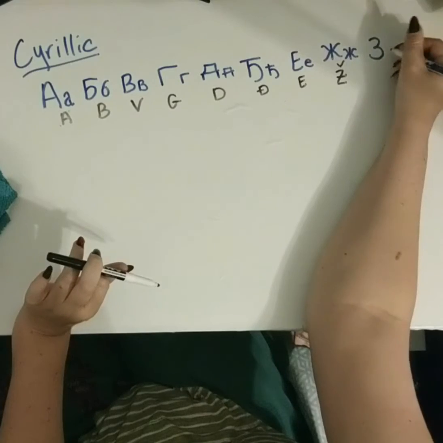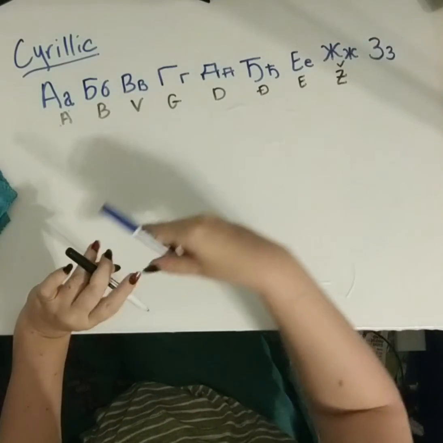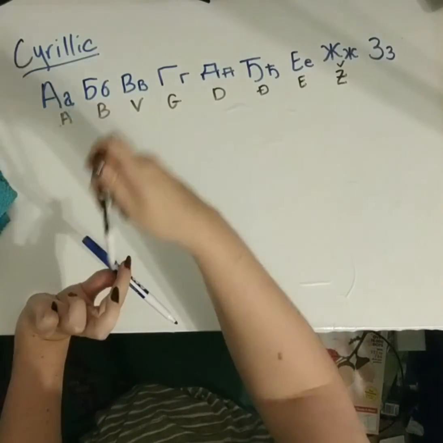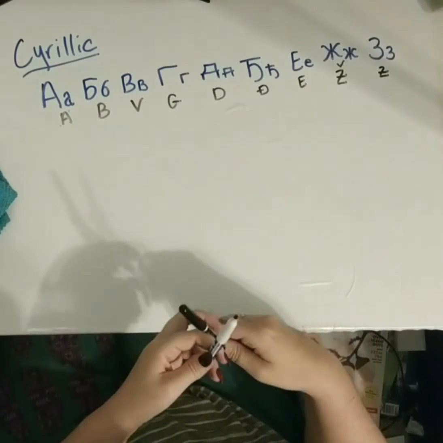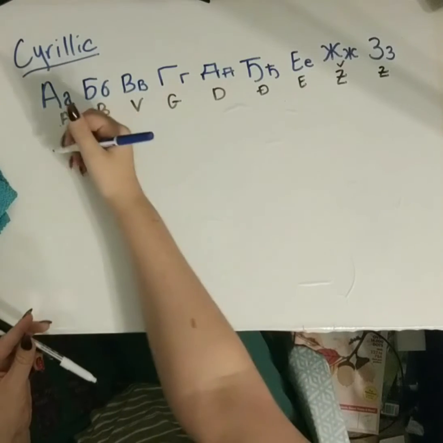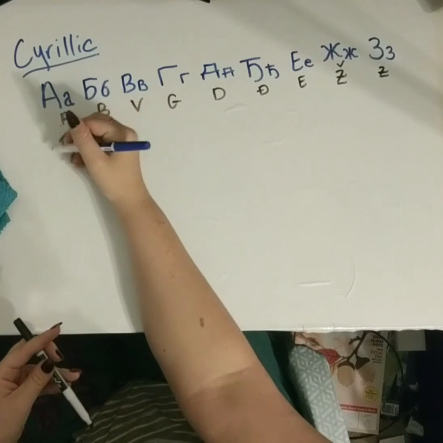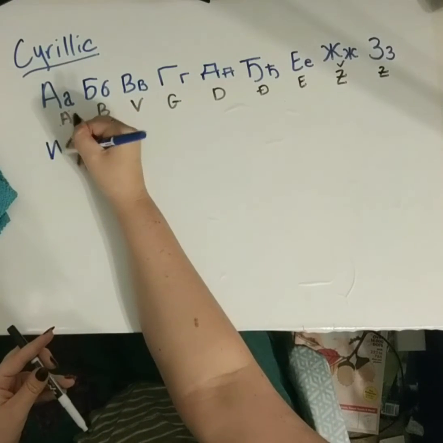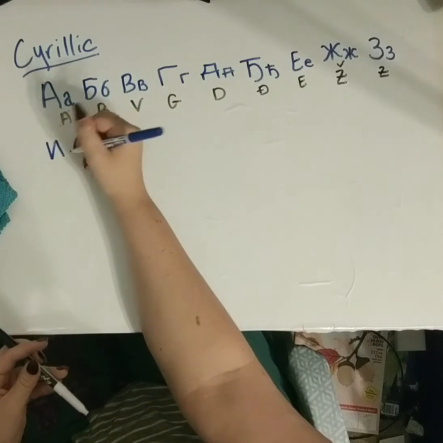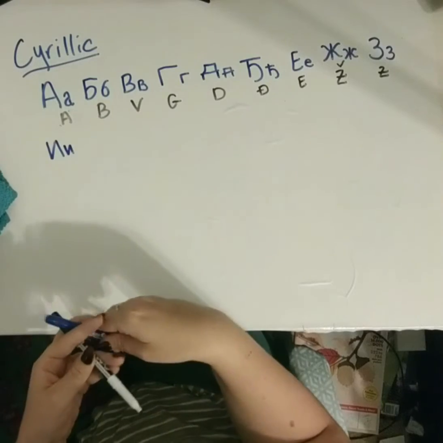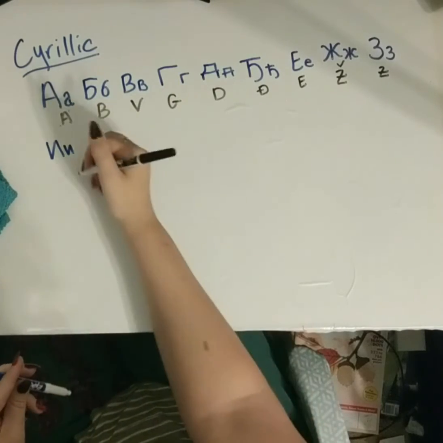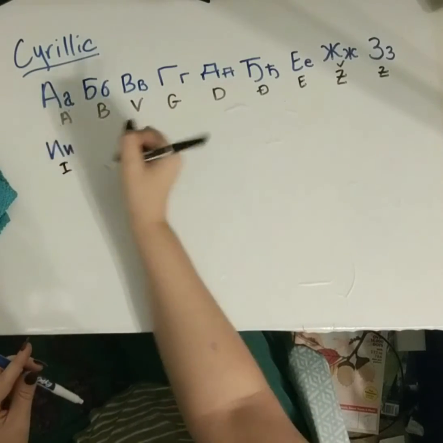And this is the lowercase. And it's just a regular C sound. This one I always mess up on because it's backwards. And lowercase. It just feels so wrong to do that. This is the I sound, so E. E sound. E.